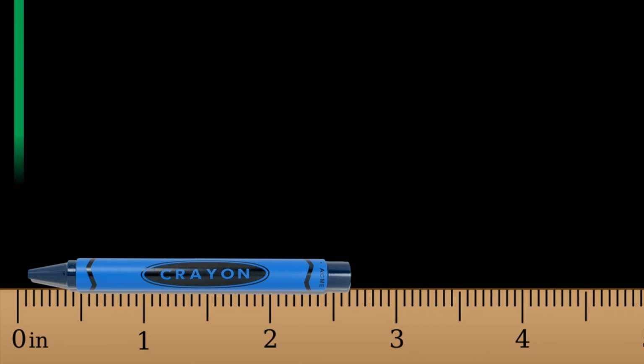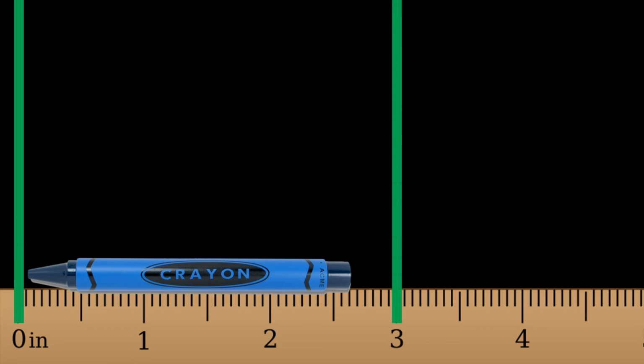Okay, and then let's look at this crayon. These are all small objects I'm using, right? It's not exactly 3 inches, but it is past the halfway point. So what are we going to say? It's about 3 inches. Okay, because it's past the halfway point between the 2 and the 3.